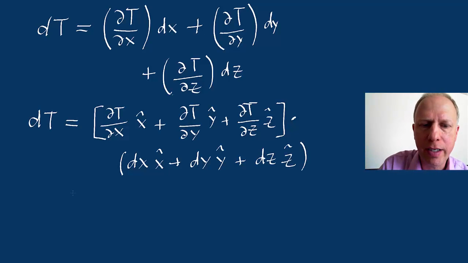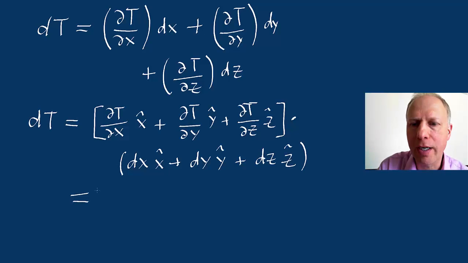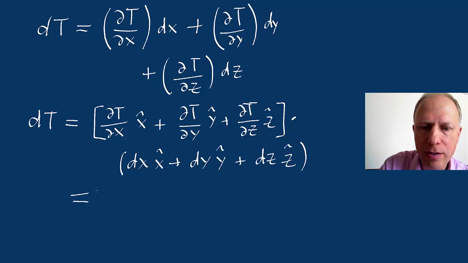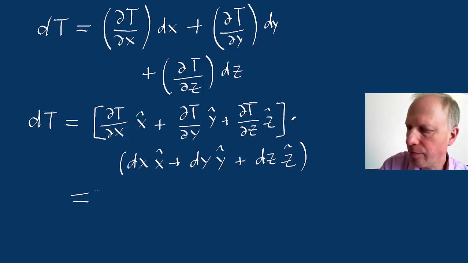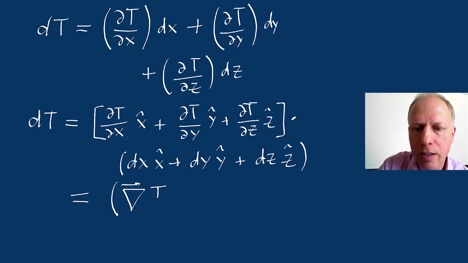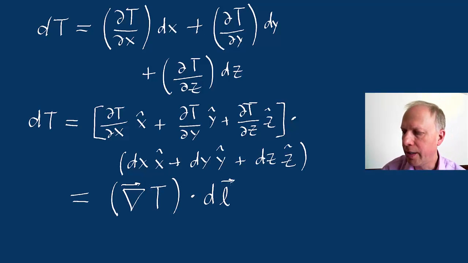And so this thing in the square brackets, the first item in the dot product, is something interesting. That's called the gradient of T. So if I take the dot product of the gradient of T with the infinitesimal displacement vector, it gives me the infinitesimal change in the temperature.